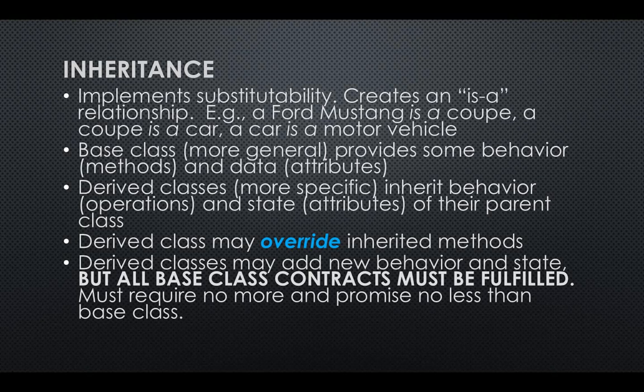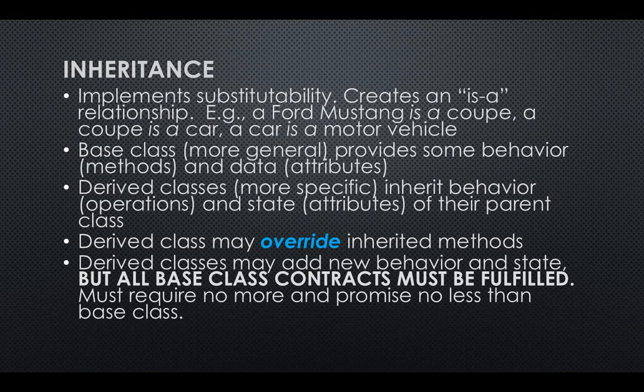So in this example, motor vehicle is the base class to car. Car is the base class to coupe. Coupe is the base class to Ford Mustang. The derived class is the more specific behavior. The derived class inherits the behavior and state of their parent class. They can override inherited methods. A method is an operation. So if a derived class overrides it, that means it's replacing the implementation that it got from the more generic base class with a more specific implementation. So that's overriding. And again, that's in blue. We're going to come back to that again and again.